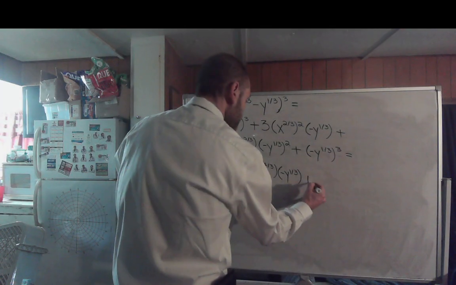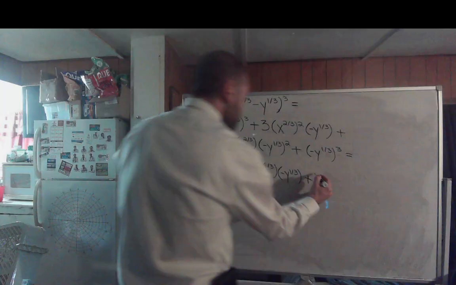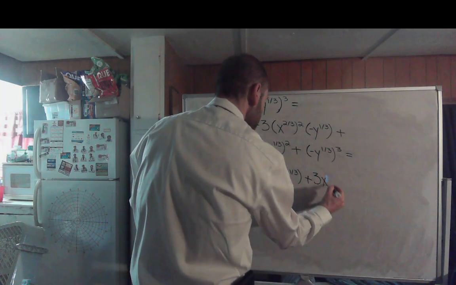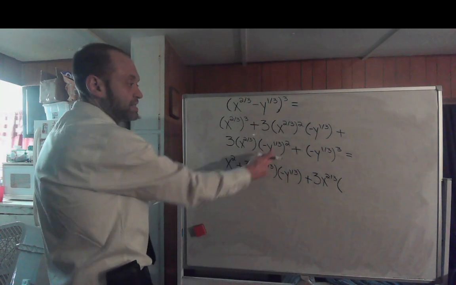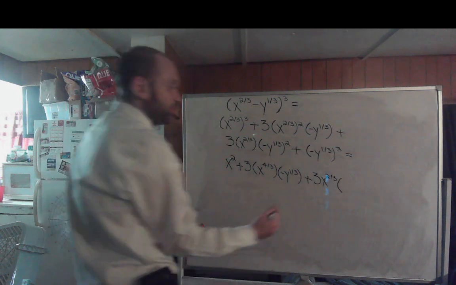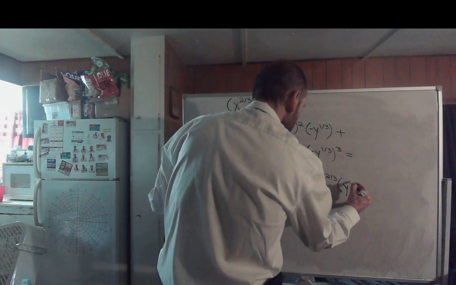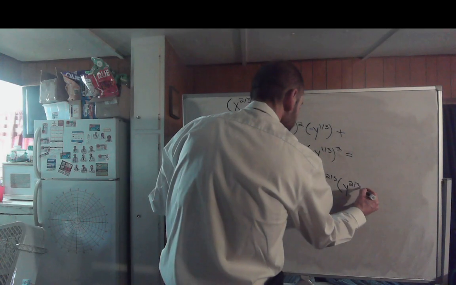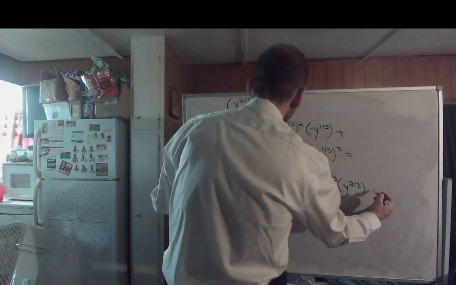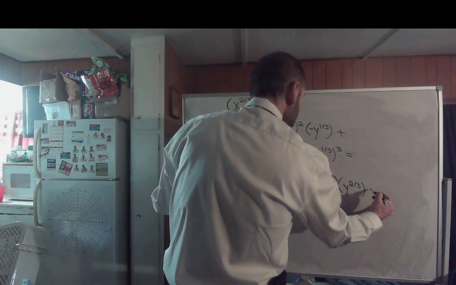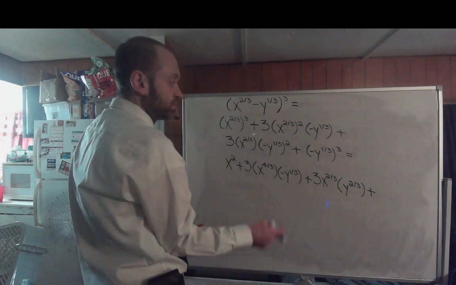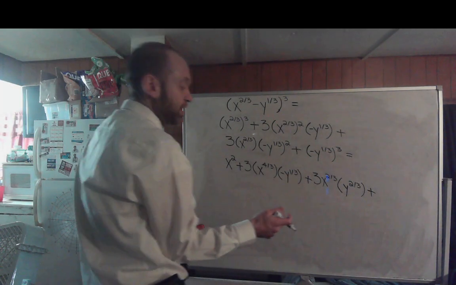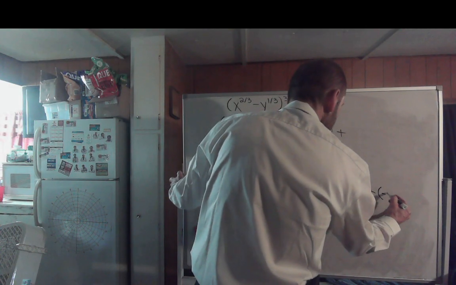Alright, the next term here, 3 times x to the 2/3, times that negative y to the 1/3 squared, that should give me positive y to the 2/3. Then we have one more term, that negative y to the 1/3 raised to the third, that should end up giving me just negative y.